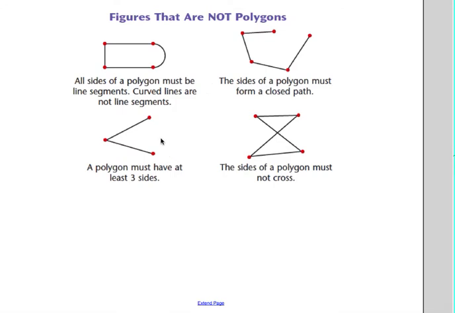Same with this one right here. This one also is not a polygon because it only has 2 sides, and a polygon must have at least 3 sides. This fourth figure here is not a polygon because it has these sides that cross. The sides of a polygon must not cross.